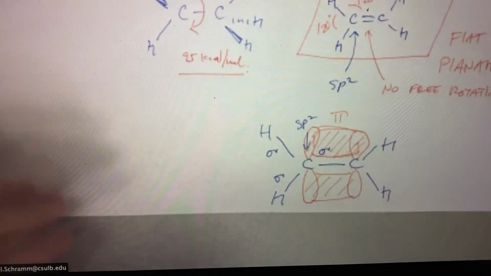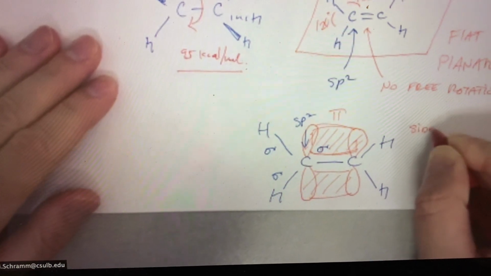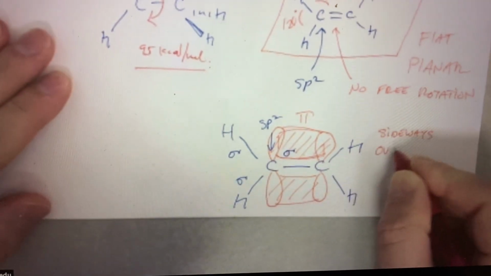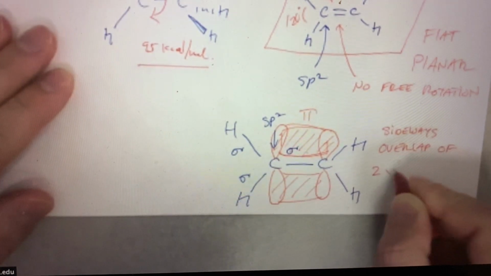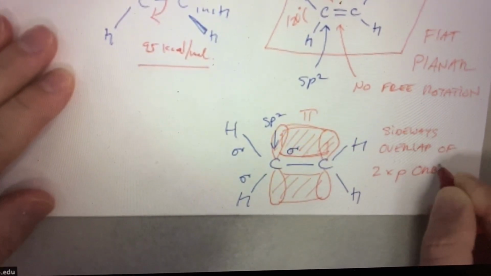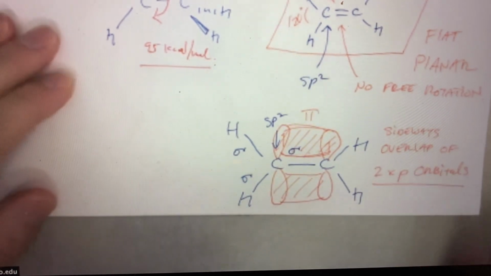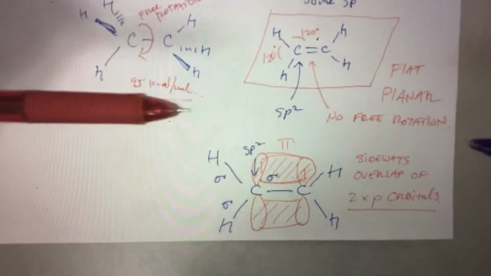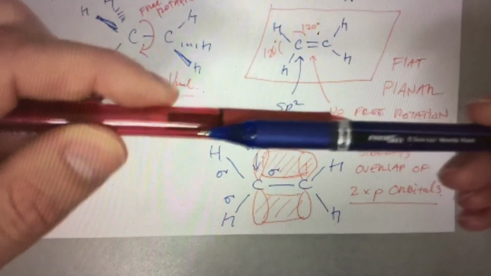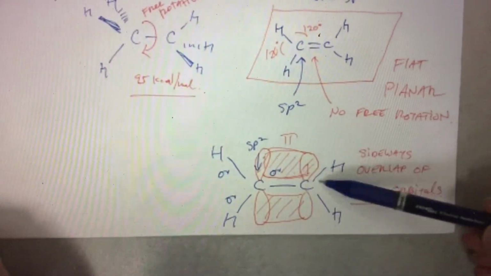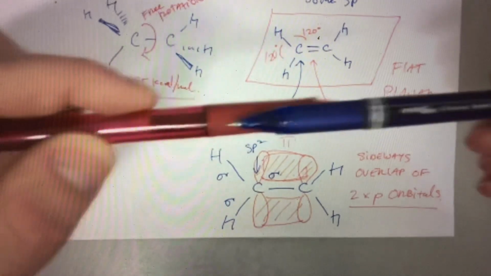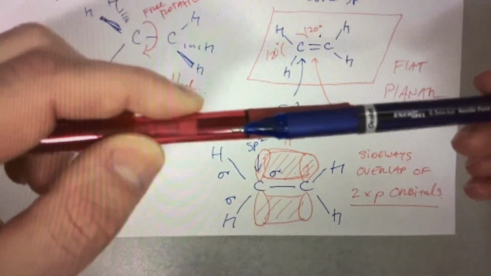But this pi bond is constructed from the sideways overlap of 2 p orbitals. It's different than how sigma bonds are constructed. Sigma bonds are constructed by the collinear overlap of 2 orbitals. They make very, very strong bonds. So when you make a sigma bond, like the one here or like the one here, 2 orbitals come together in a straight line and they form very, very strong bonds.